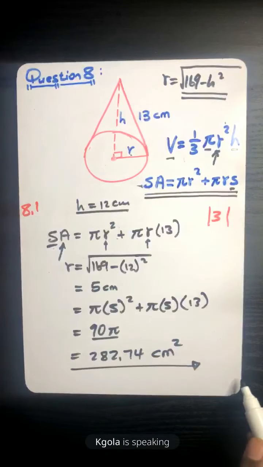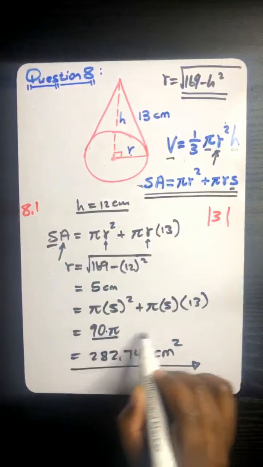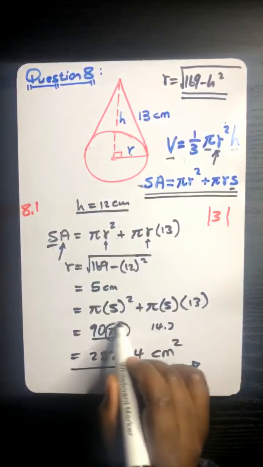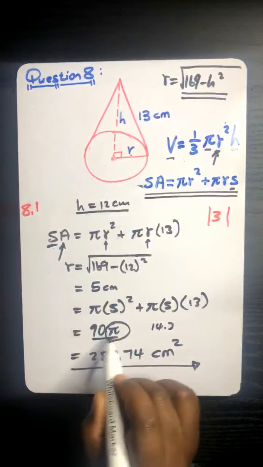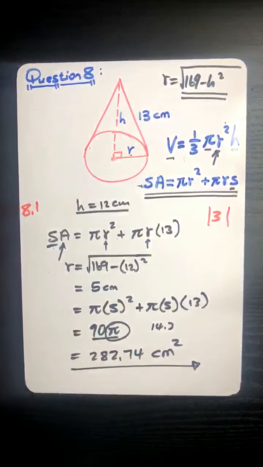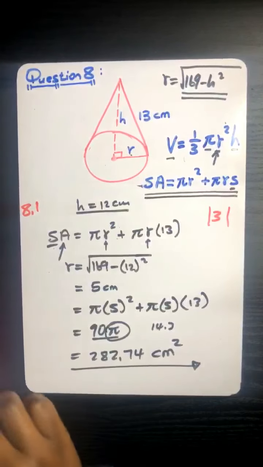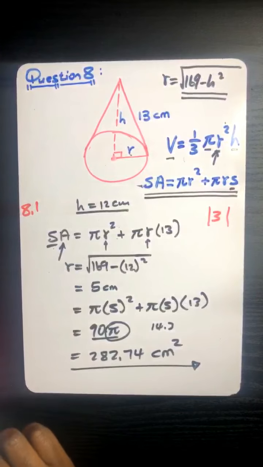So did you multiply the 90 with the pi value? Yes, remember pi is equal to what? Is it 14.3 or what? You shouldn't write it in the form of pi. You have to punch it into the calculator, then convert it to a decimal.